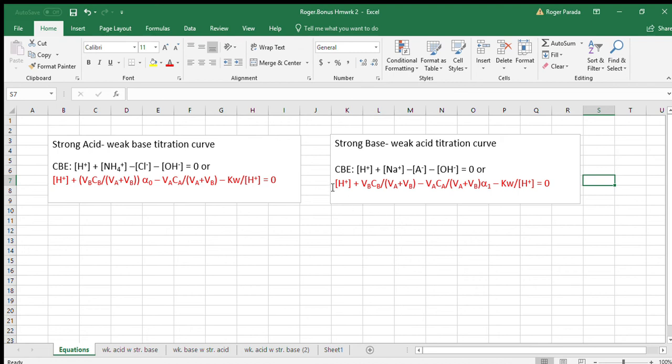And then you will put that in terms of H plus and alpha values. Note the alpha 1, and that OH is in terms of Kw divided by H plus.